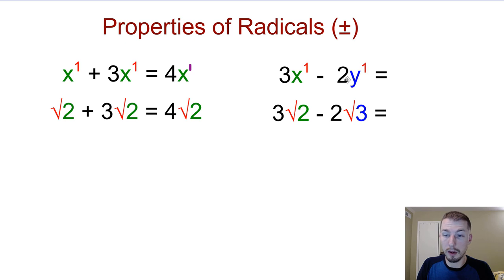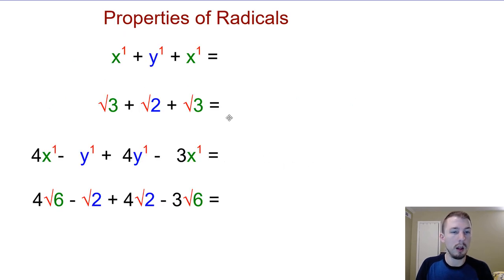Same thing, but these are different variables, right? So we can't add them together, so we're done. And same thing with radical 2 and radical 3. They're 2 different things. We have 3 radical 2s minus 2 radical 3s. They're not the same thing, so we can't go ahead and subtract them. So that's already simplified. So x plus y plus x would be 2x to the 1st plus y.